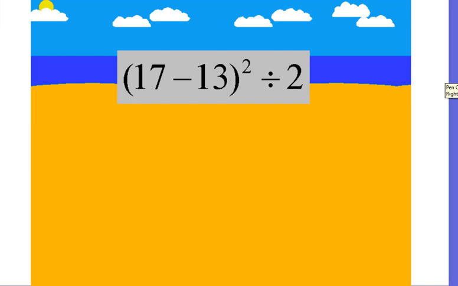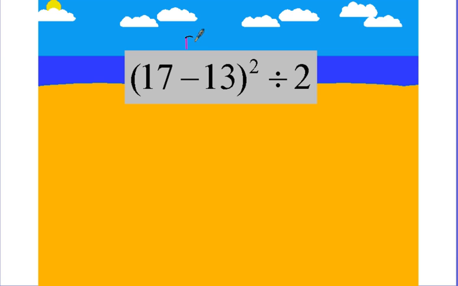Here's another problem. I'm going to first label. So I have a parentheses along with a subtraction inside. I have an exponent and I have a division. First thing I'm going to do is my parentheses, which is 4. Bring down my squared, my division symbol, my 2. I label. I have an E for exponent and a D for division.